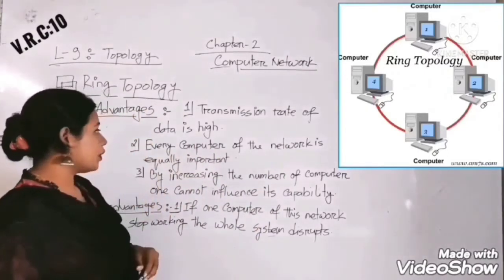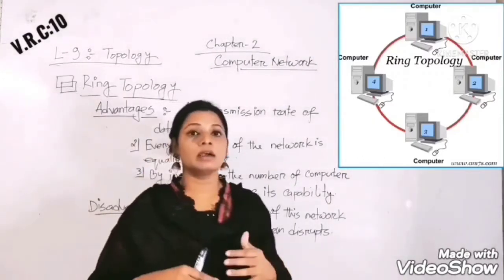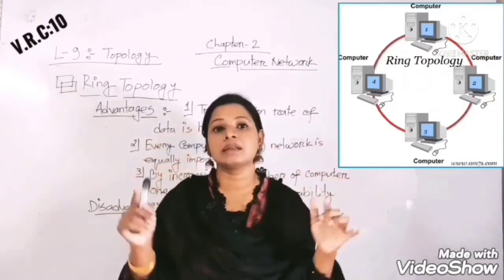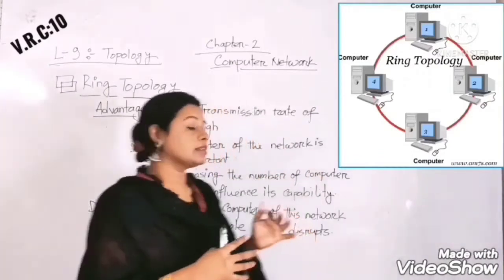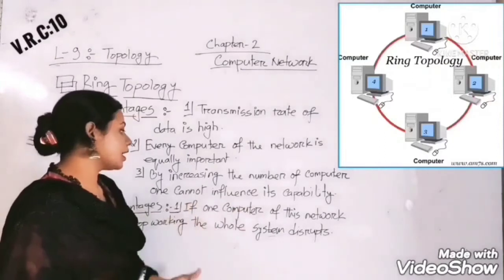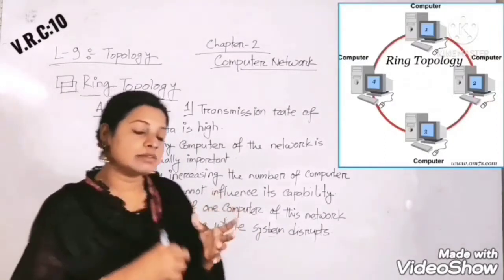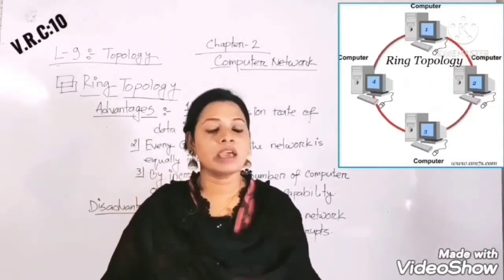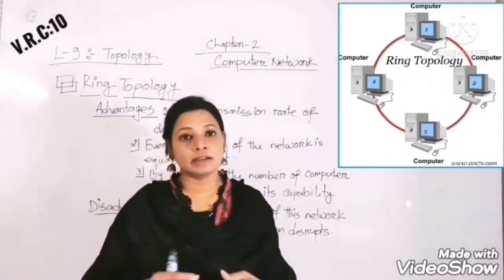And point 2, every computer of the network is equally important. Yes, here all the computers are equally important because one computer is connected to 2 other computers. That's why the importance is the same here. And point 3, by increasing the number of computers, one cannot influence its capacity. Yes, whenever you are increasing the number of computers, one computer will not create any effect on another computer. Okay, I think the advantages are clear.